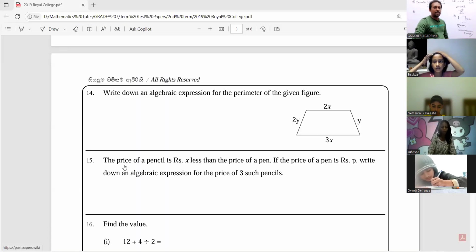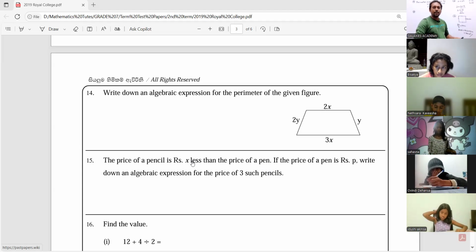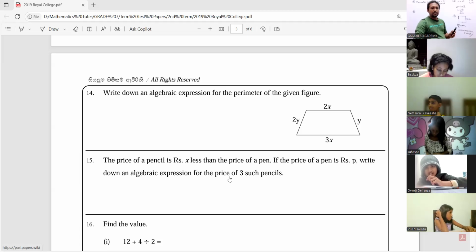Question fifteen is given. The price of a pencil is X rupees less than the price of a pen. Right? Can you understand? The price of a pencil is X rupees less than the price of a pen. If the price of a pen is P rupees, write down an algebraic expression for the price of 3 such pencils.